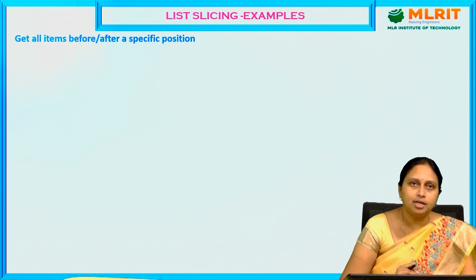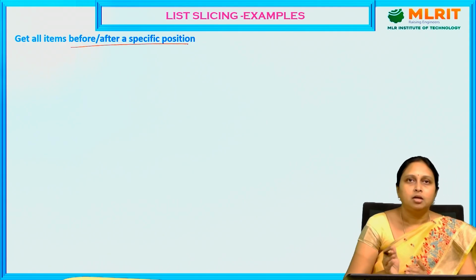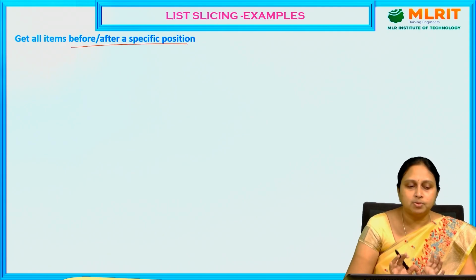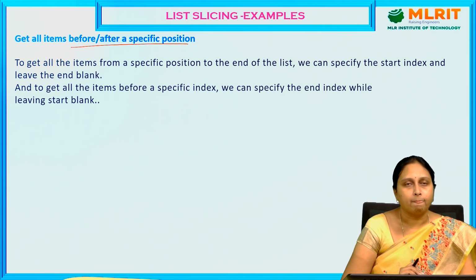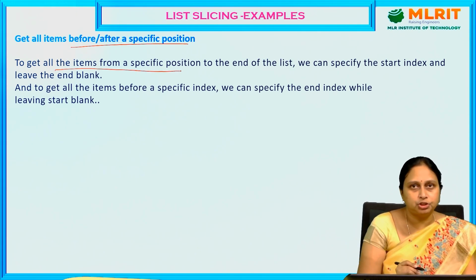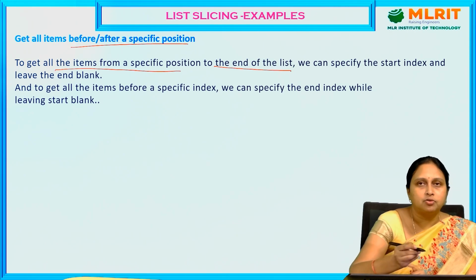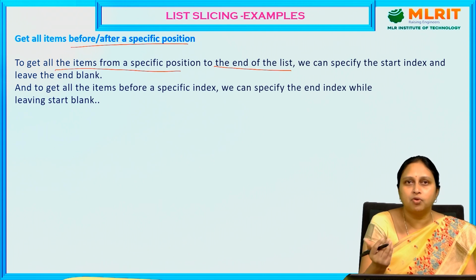Next, coming to the next example: get all items before or after a specific position. Based on the specific position, if I want to display items before or after it, how are we going to use this slice operator? Let us see. To get all items from a specific position to the end of the list, we specify from which position it has to select, and to the end of the list if I want to display.